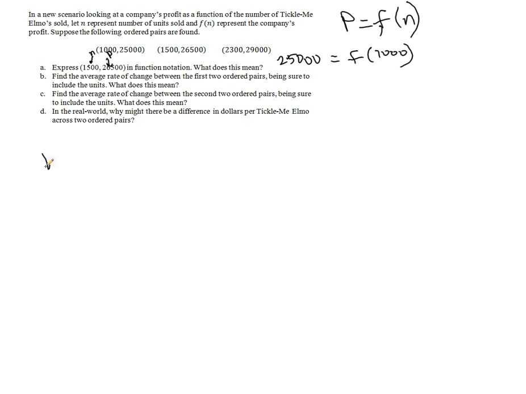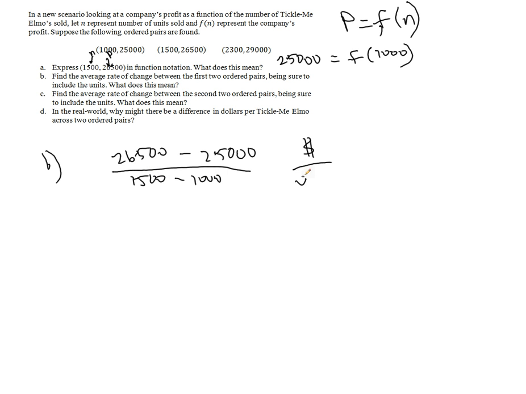In part B, find the average rate of change between the first two ordered pairs, being sure to include the units. What does this mean? So 26,500 minus 25,000. Now that's in dollars, so I'll put my dollar units over here. Really I could just look at these and say, hey, it looks like it's gone up by 1,500, but I can subtract in my calculator if I'm not sure. And I can see that it's gone from 1,000 to 1,500, which is a total of 500 units, but again, I'll just do it like this.